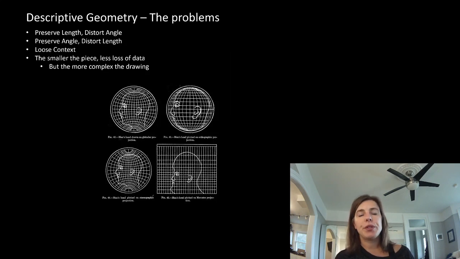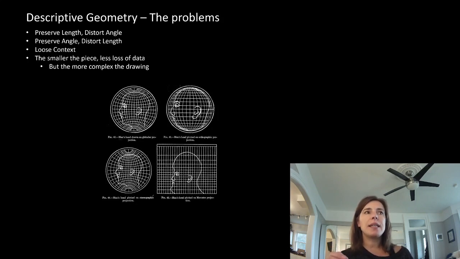So what are the problems with descriptive geometry? We know we can do it. We talk about it all the time. We often talk about things in 2D from the 3D world, and we looked at a bunch of images. Often the problems are, if we are preserving length, we're distorting the angle. If we're preserving the angle, we're distorting the length. Both of those tend to lose context. Our mind is really good at isometric views, seeing something from a 3D perspective and filling in the gaps, but that doesn't give us any real concrete information on how to build the object. So both of those lose context.